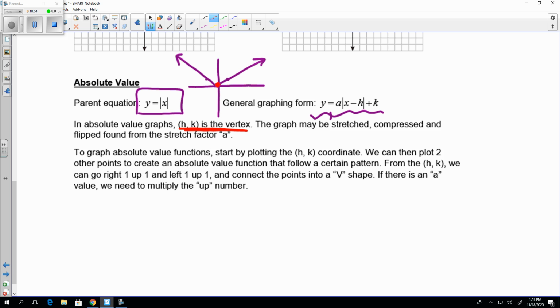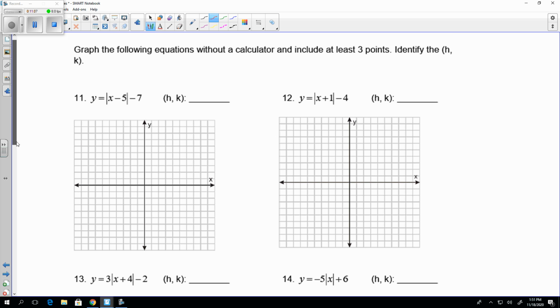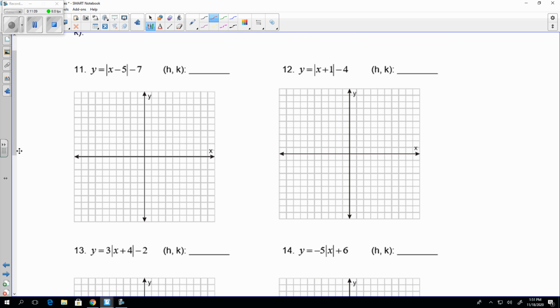We're going to follow the same pattern of going right one and up one, and left one and up one. And we're just going to make it a V shape, more of a sharper thing. Okay, so it should be very similar. Let's go ahead and do maybe a couple of these. Looking at number 11, we're going to do the opposite of this, just like before, and keep this one the same.